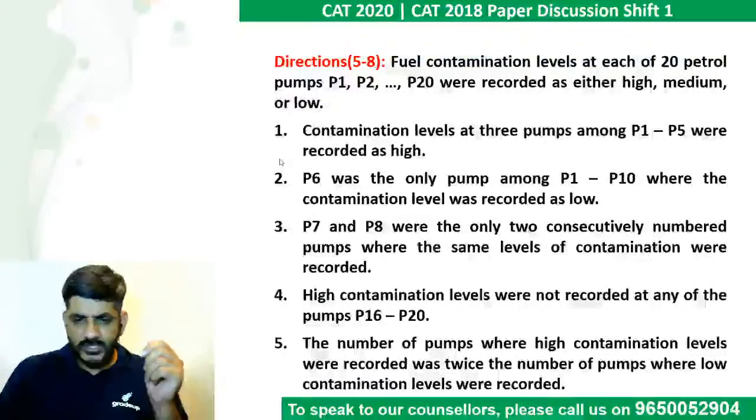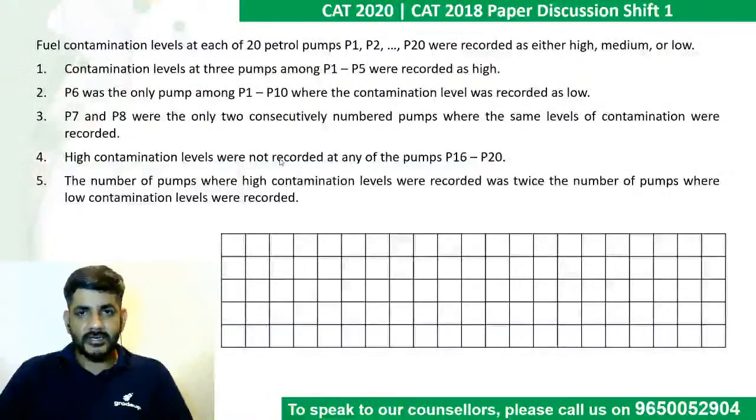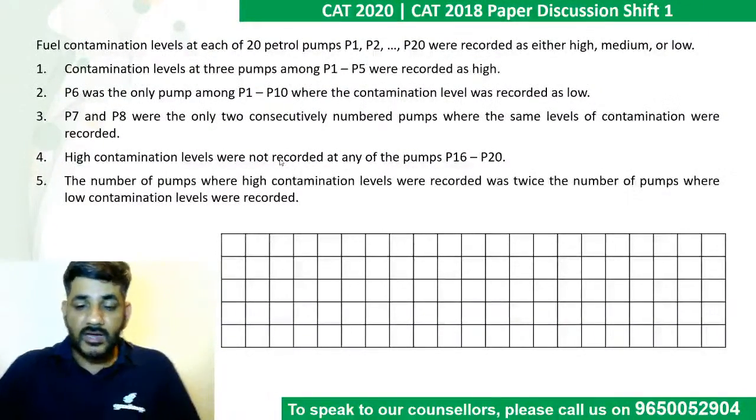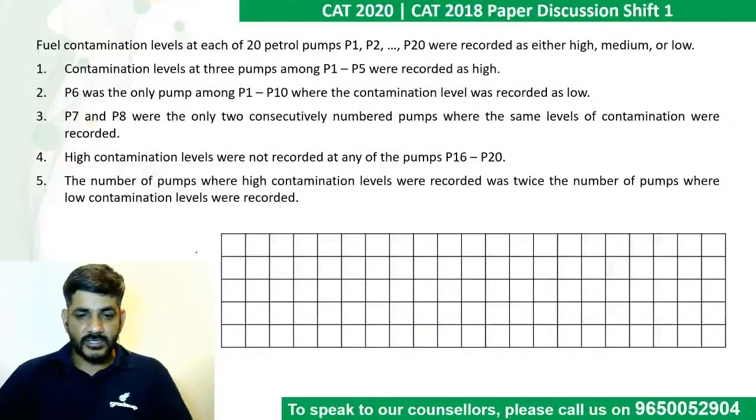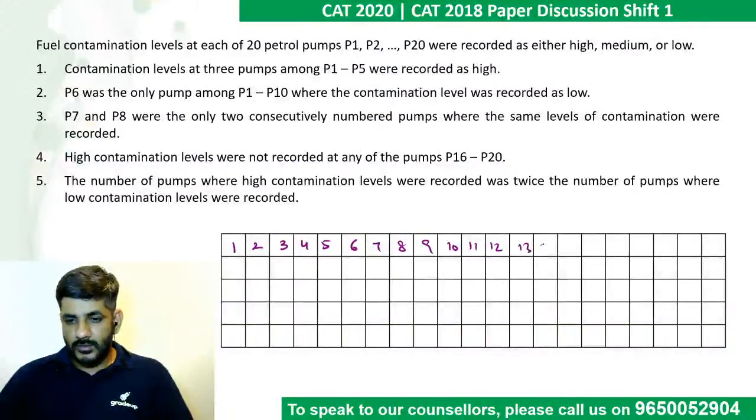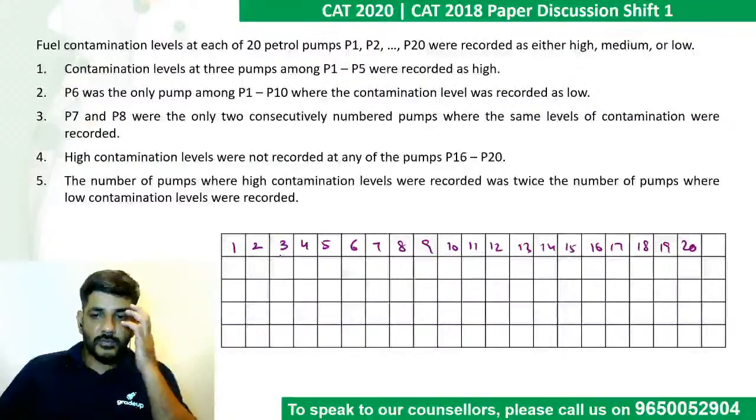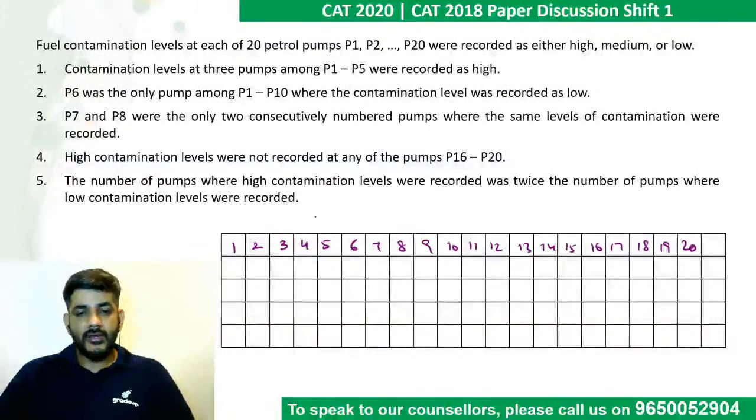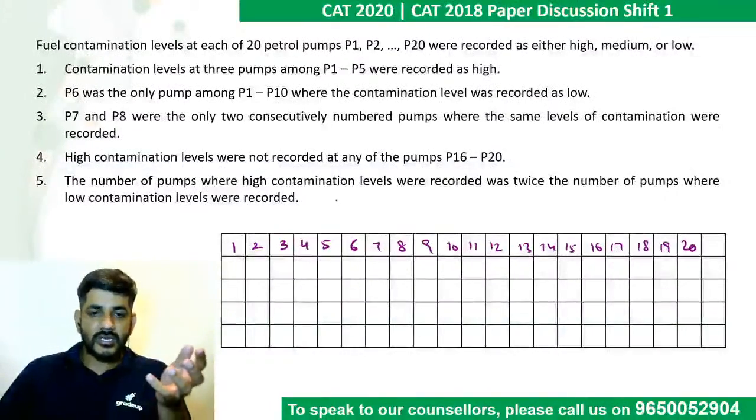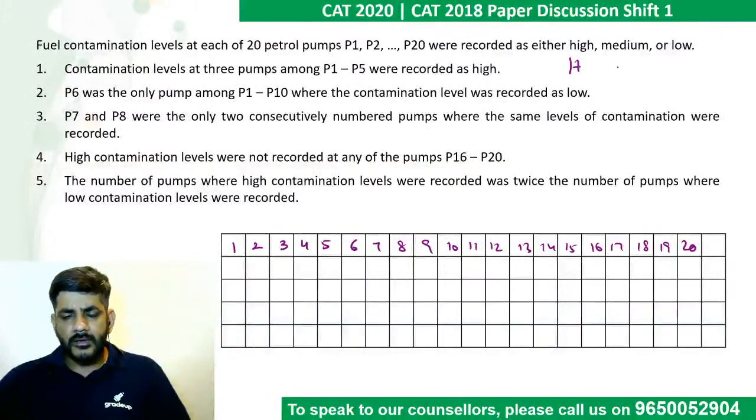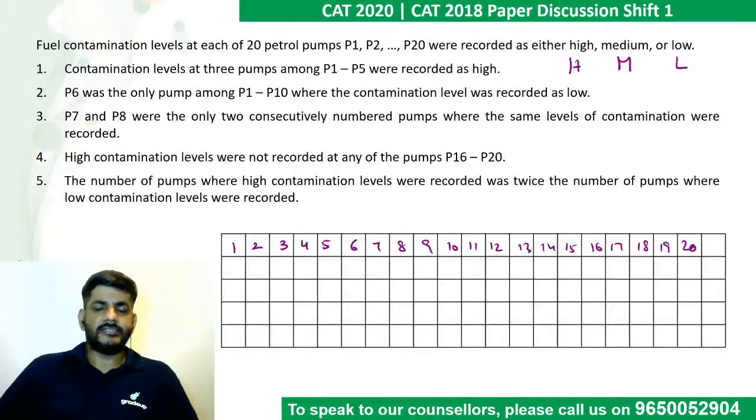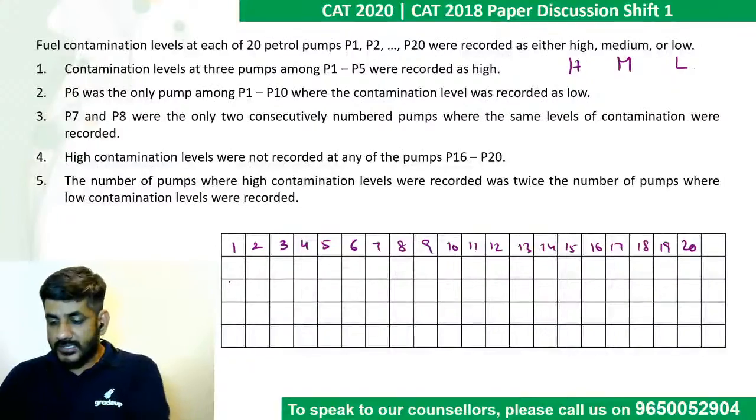Again, to solve this, I have just made a table beforehand so that we can keep them easily here. Because there were 20 petrol pumps, I have made a large table. So I will be writing here 1, 2, 3 and so forth, up to 20. So these are the 20 petrol pumps which are there with us, right? And each of them is at either high contamination level, which obviously will be represented by H, medium is M, and low is L. This is what we'll be using. Okay. So let's start filling this.